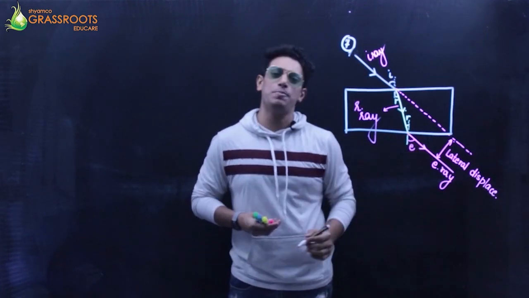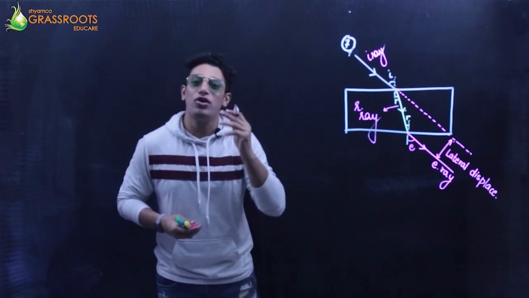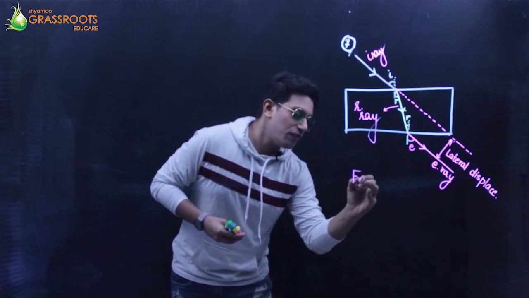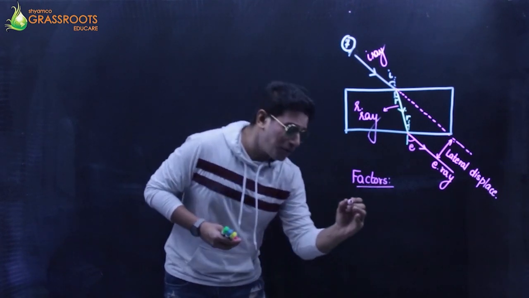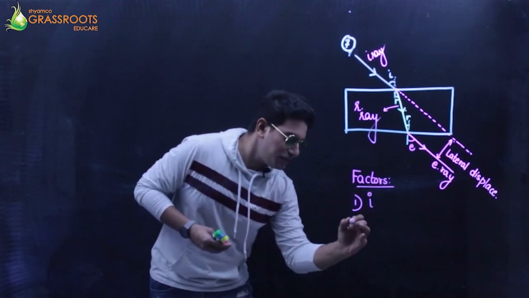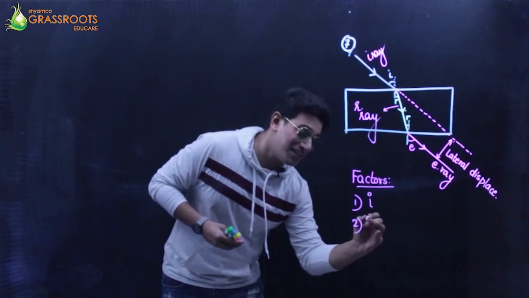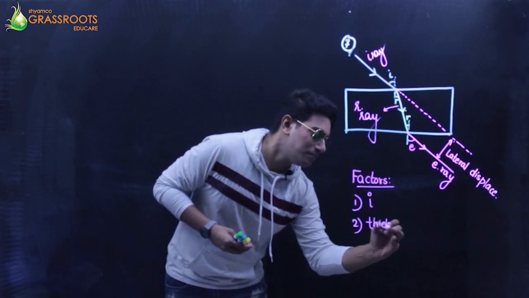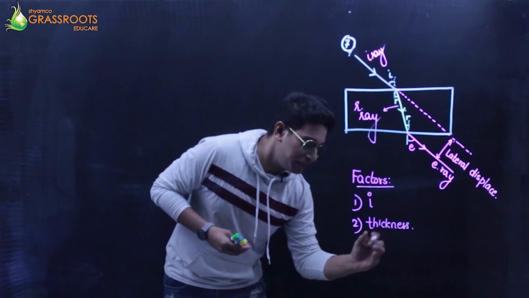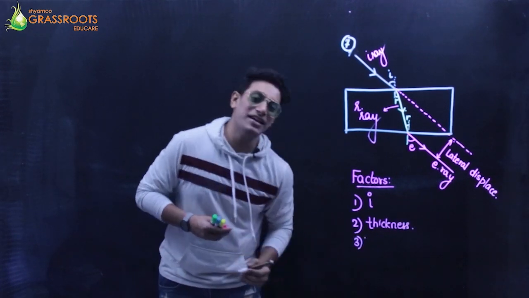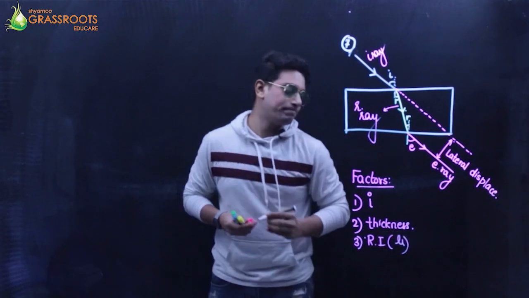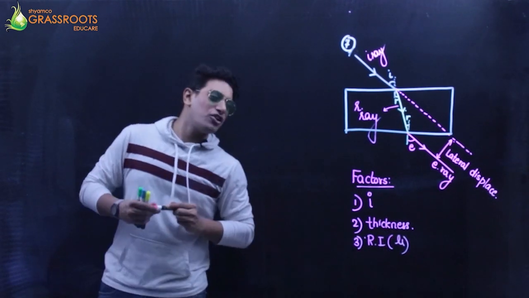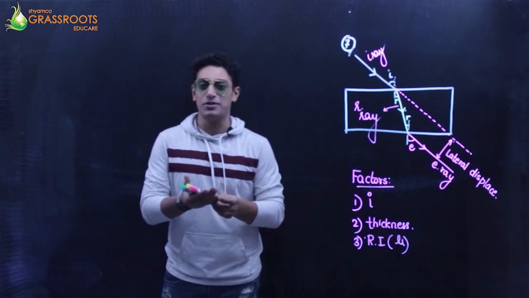Now, this lateral displacement depends upon three factors. So, the factors affecting lateral displacement are, one of them is the angle of incidence. The second is the thickness of the glass slab or thickness of the medium. And the third one is the refractive index, which is mu. So these are the three factors which affect the lateral displacement.